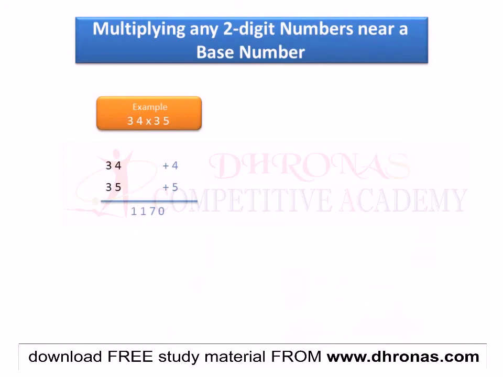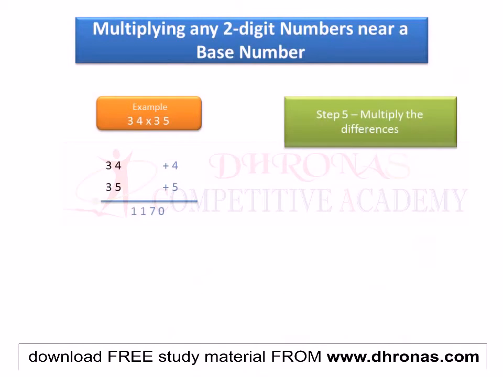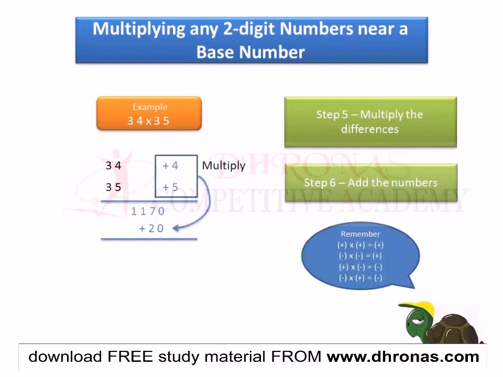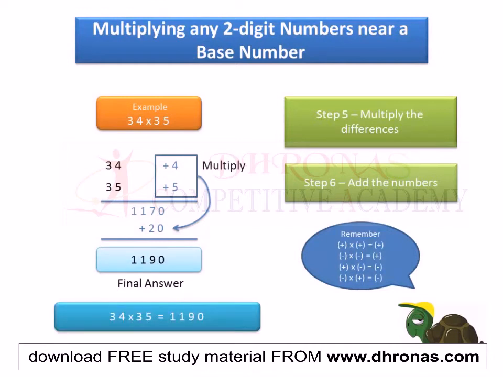Once we have 1170, the next steps are very easy. We take the differences positive 4 and positive 5. We multiply these together. Positive 4 times positive 5 gives us a positive 20. We take the 20 and add it to the 1170 from before to get 1190 as our final answer. So 34 times 35 equals 1190, and that's it. Thank you.